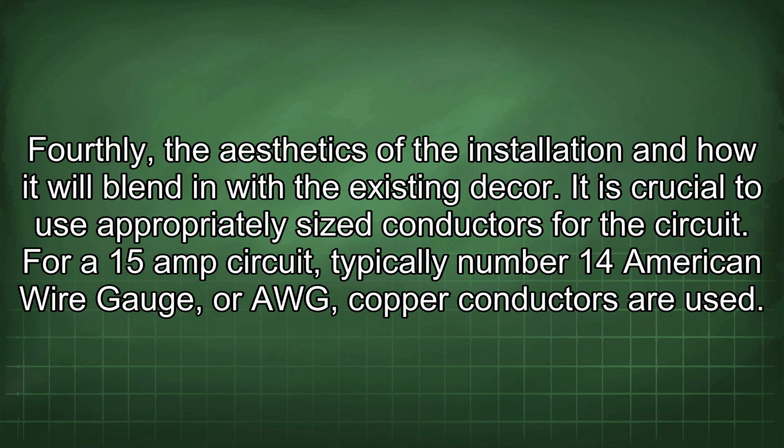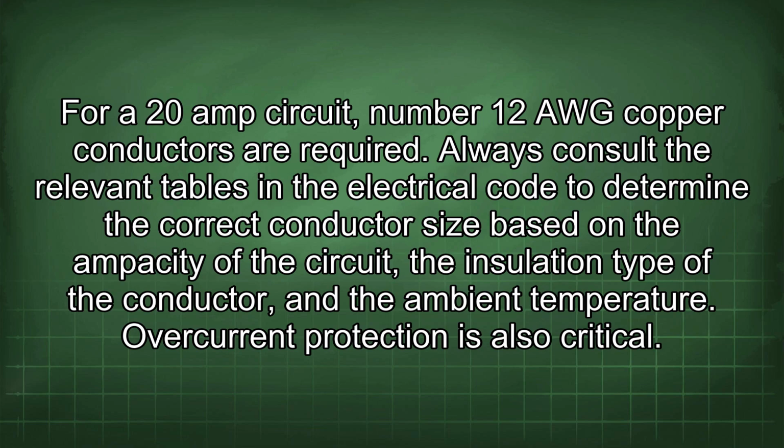It is crucial to use appropriately sized conductors for the circuit. For a 15 amp circuit, typically number 14 American wire gauge, or AWG, copper conductors are used. For a 20 amp circuit, number 12 AWG copper conductors are required. Always consult the relevant tables in the electrical code to determine the correct conductor size based on the ampacity of the circuit, the insulation type of the conductor, and the ambient temperature.